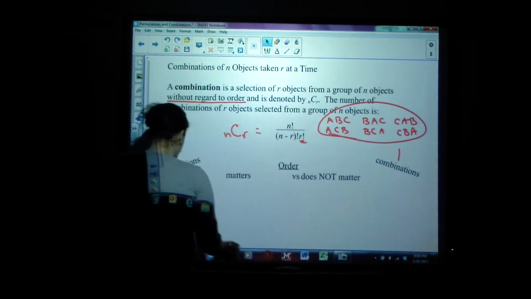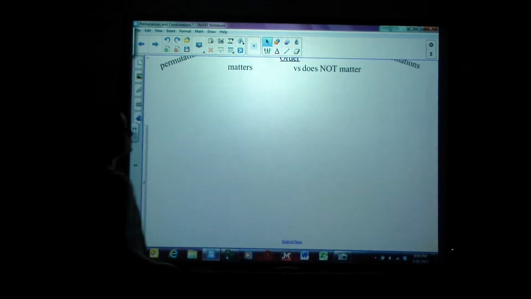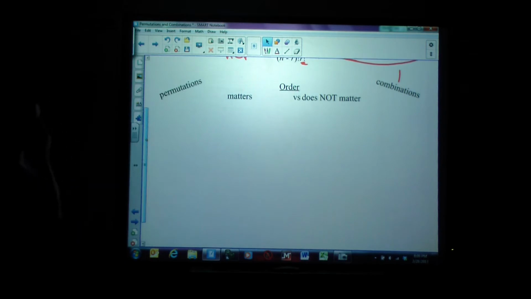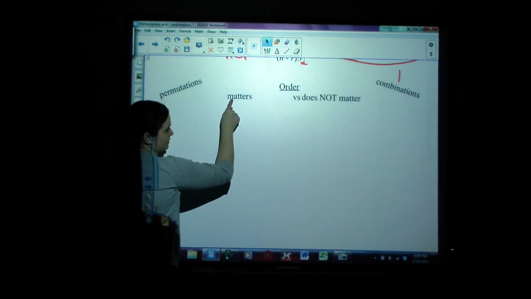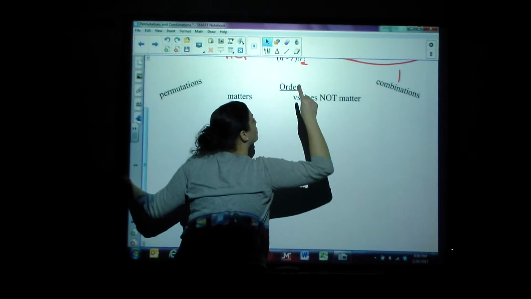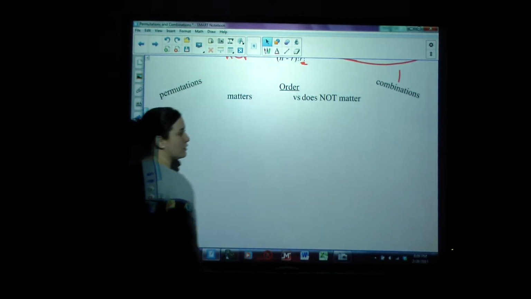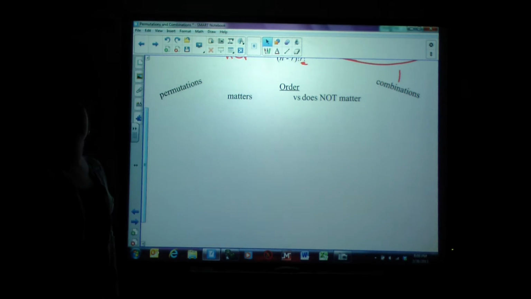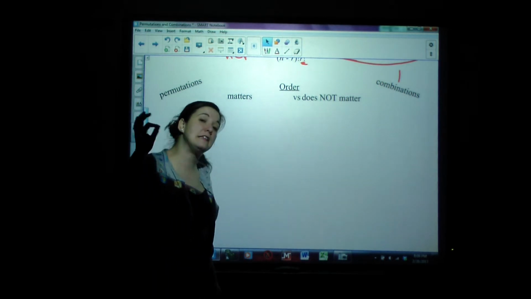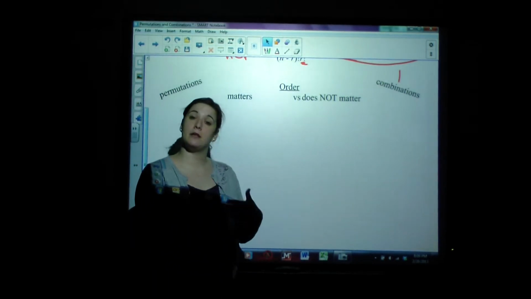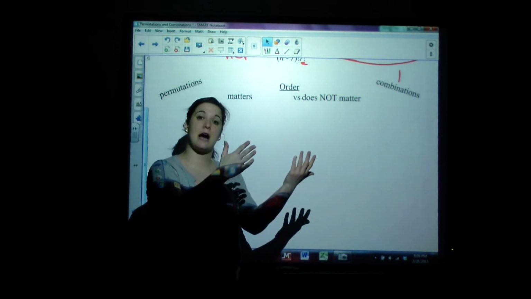So, again, the biggest difference between permutation and combination is that with permutation, order matters. And with combination, the order does not matter. Let's talk about when it's very likely that you would see probabilities involving permutations versus combinations.